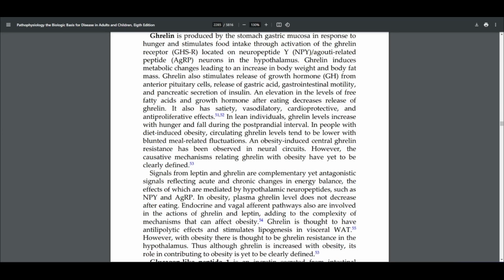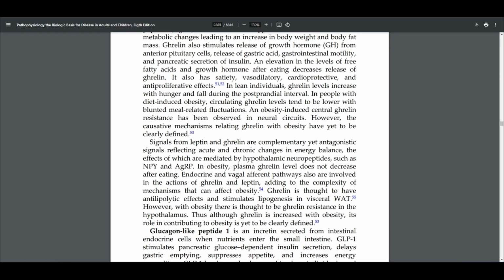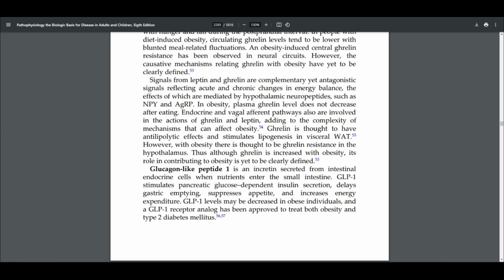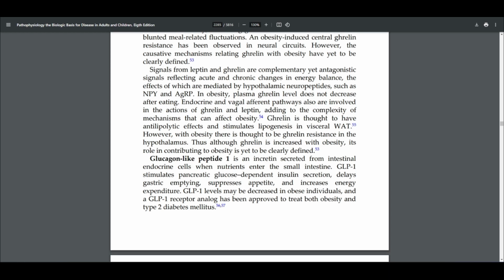In lean individuals, ghrelin levels increase with hunger and fall during the postprandial interval. In people with diet-induced obesity, circulating ghrelin levels tend to be lower, with blunted meal-related fluctuations. In obesity, central ghrelin resistance has been observed in neural circuits. However, the causative mechanism related to ghrelin with obesity has yet to be clearly defined.